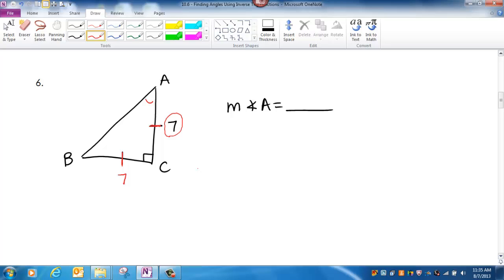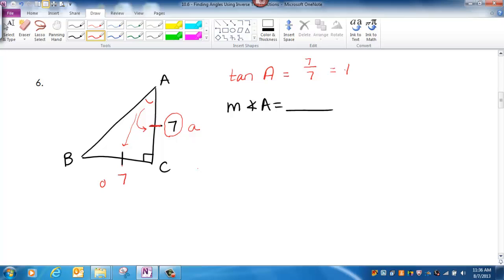Okay, so now we need to figure out, do we want to use inverse sine, cosine, or tangent? So let's see how these sides compare to angle A. If we look at angle A, this 7 right next to it is the adjacent side. And then the 7 that's across from it, that's the opposite side. So what uses adjacent and opposite, or opposite and adjacent? Tangent. So we would say that tangent of angle A equals opposite over adjacent, which is 7 over 7. You can simplify that to 1.